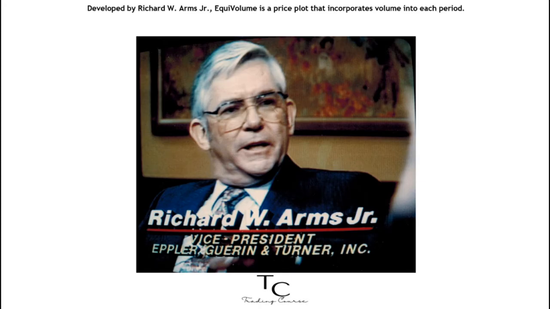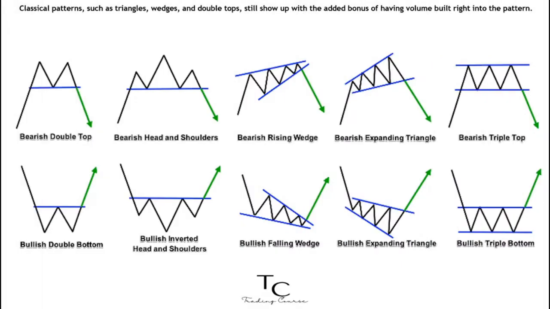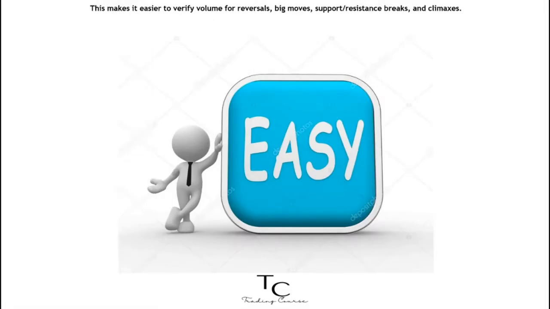Developed by Richard W. Arms Jr., EquiVolume is a price plot that incorporates volume into each period. EquiVolume charts look similar to candlestick charts, but the candlesticks are replaced with EquiVolume boxes that can be square or rectangle. Classical patterns, such as triangles, wedges, and double tops, still show up with the added bonus of having volume built right into the pattern. This makes it easier to verify volume for reversals, big moves, support, resistance breaks, and climaxes.